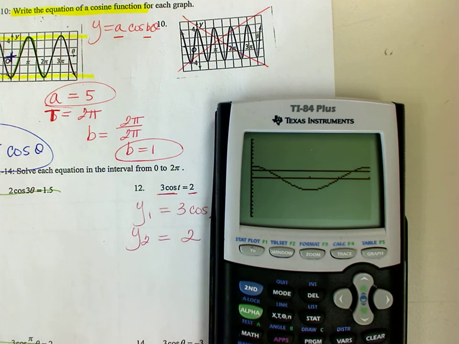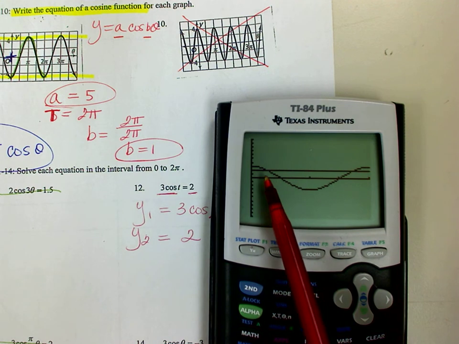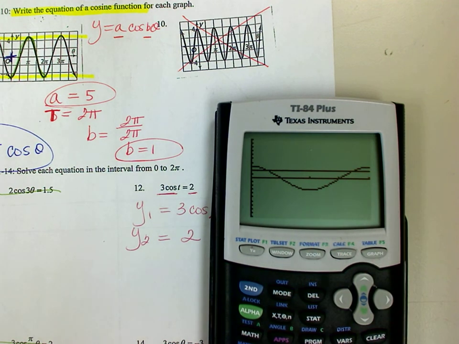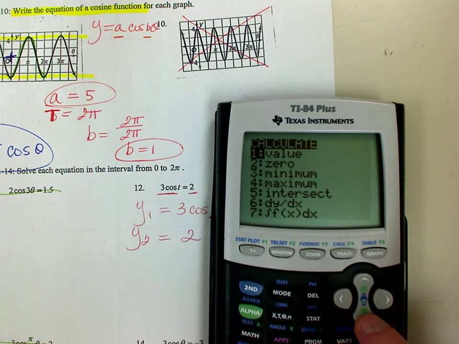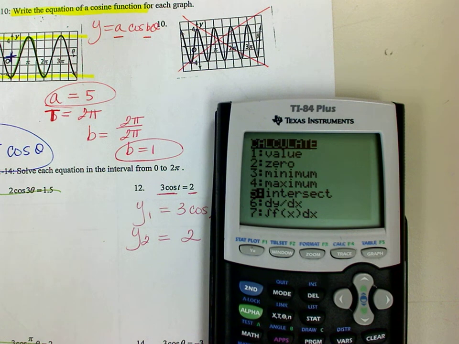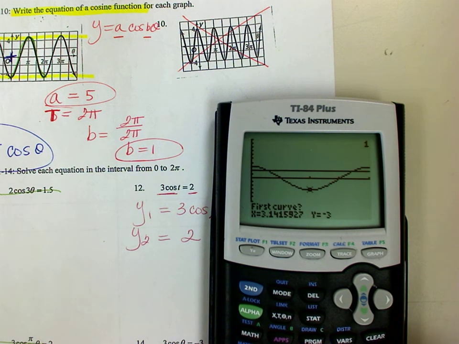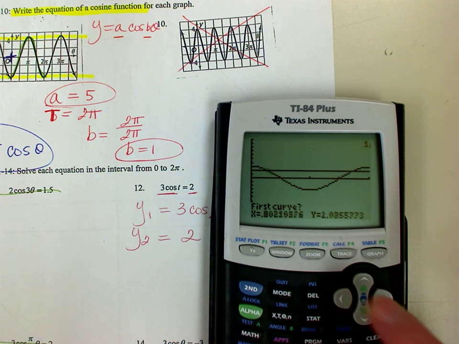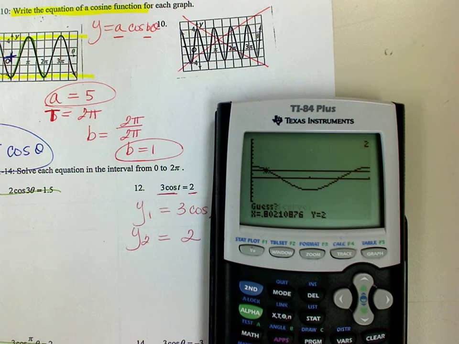So I need to figure out where they intersect. Looks like they intersect in 2 places. Therefore, I'm going to have 2 answers. So to find that, we've done this before. I go to second trace, down to intersect, and I'm going to arrow over to where they about intersect, and then I hit enter 3 times. So 0.841 would be one of my answers.